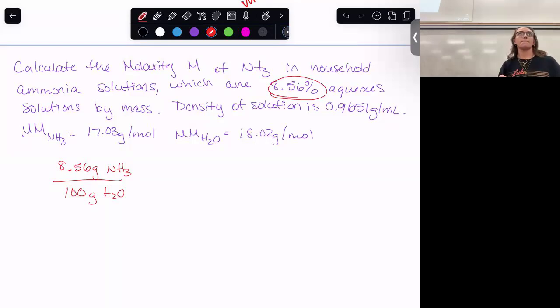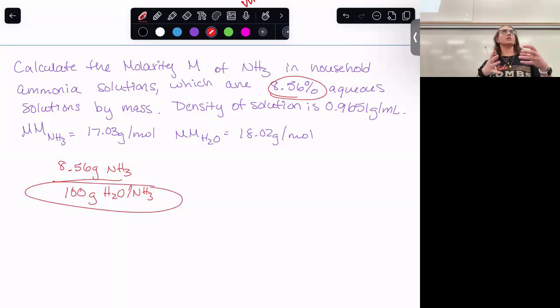The solution, yes, you're correct. It's the solution. But we know that aqueous is water, so just to differentiate between the two, I just put water, but it would be that, the ammonia dissolved in the water. Okay, so this is what your density is for. That solution is 100 grams, and that density is where that comes from, the solution.